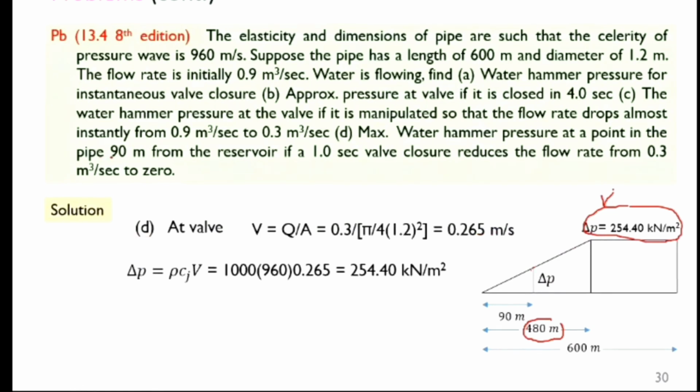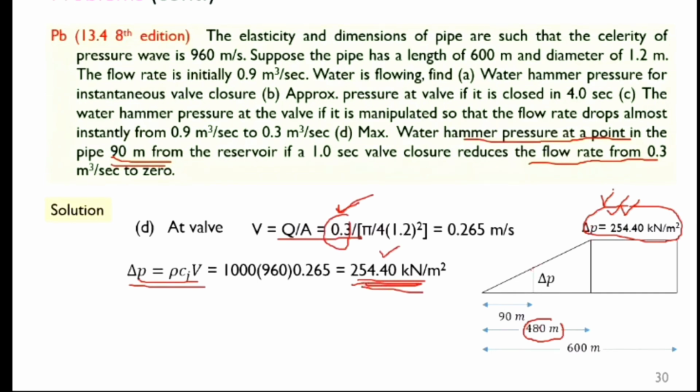So now it is asked to calculate the pressure at 90 meters. 90 meters is less than 480 m. That's why the maximum pressure will not occur at 90 m. So for that we calculate the velocity change, and now we calculate the pressure delta P, which is equal to 254, because the maximum water hammer at this point reduces the flow rate from 0.3 to 0. So for this the maximum pressure that can occur is this.